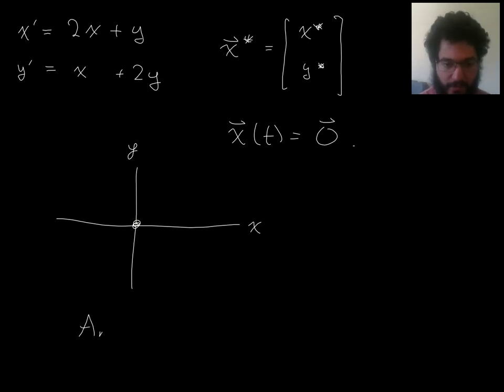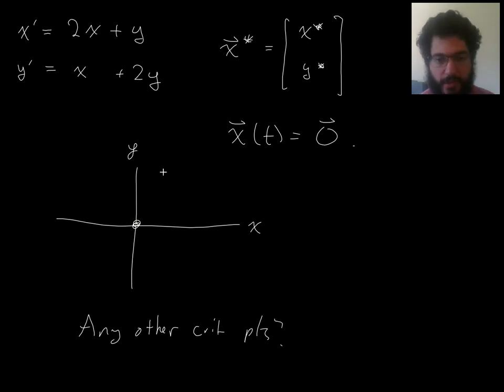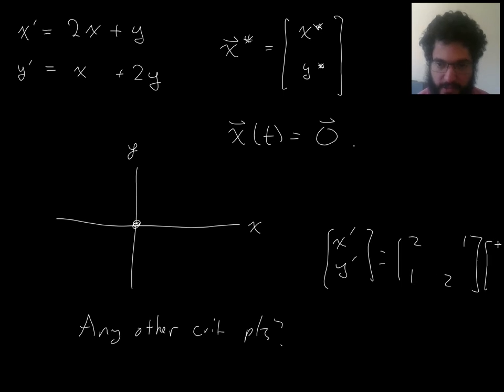All right, but any other critical points? Any other equilibrium solutions? Are there any other places in the phase plane where if I started my system at that state, it would just stay there forever? Are there any other such places other than 0, other than the origin? Well, to answer this question, let me first write this down in matrix form, like that.